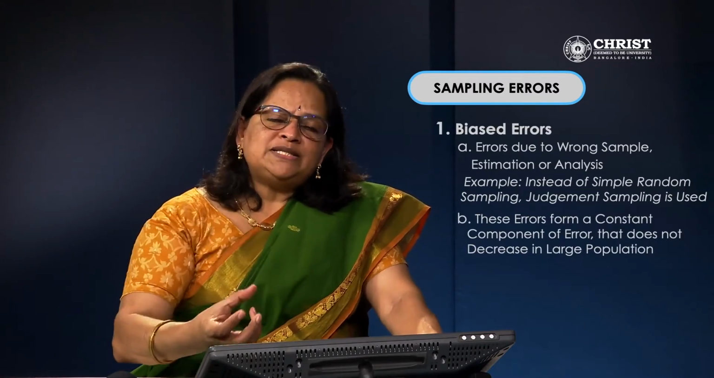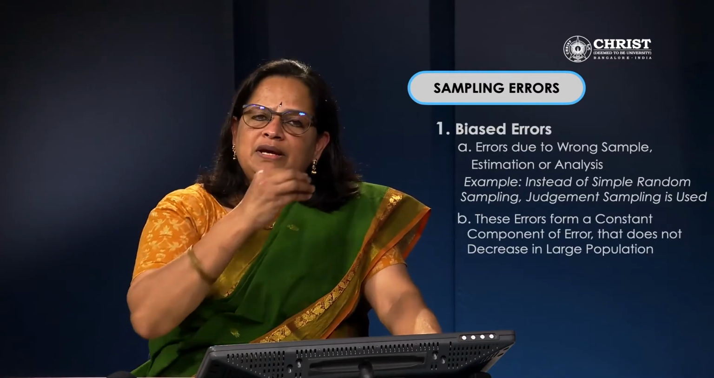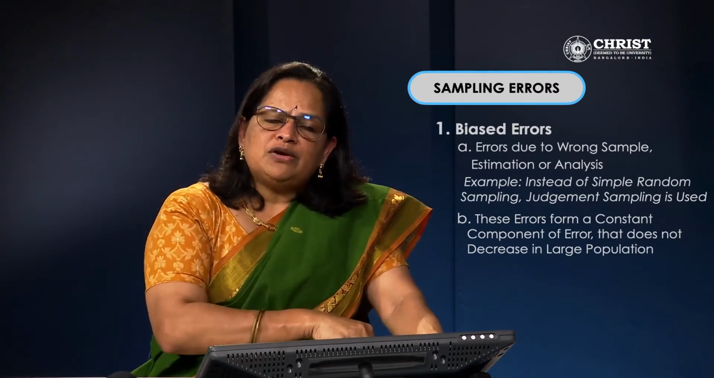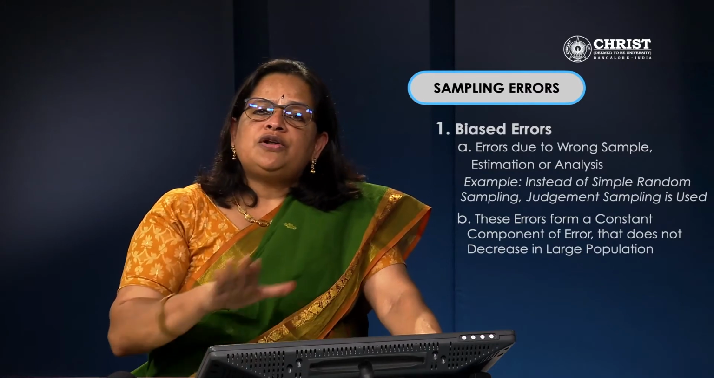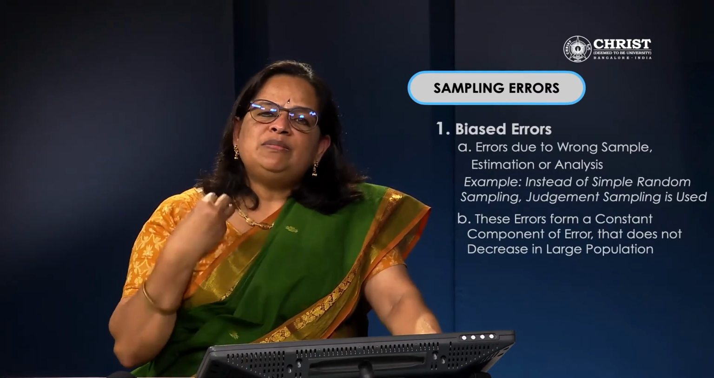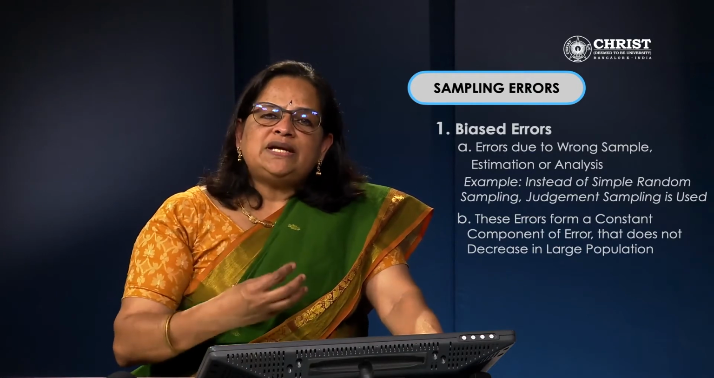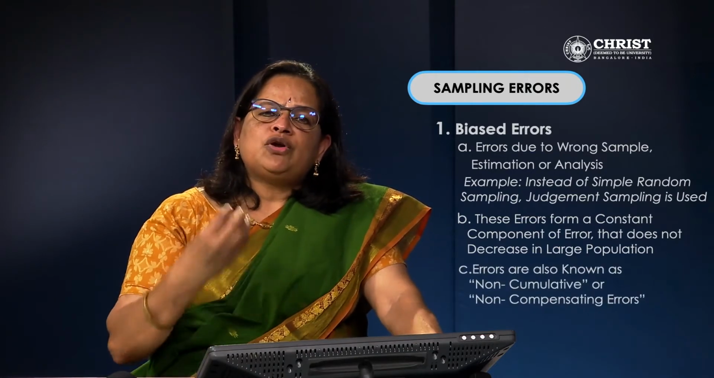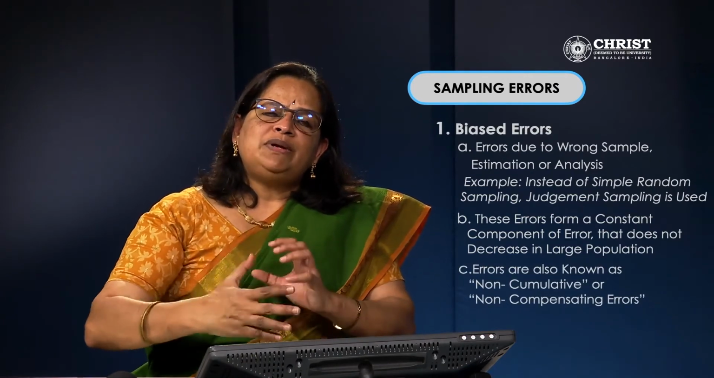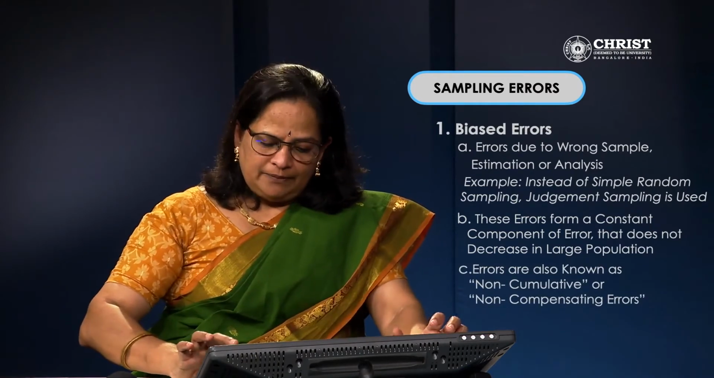See, in the sampling itself they made the mistake. Instead of collecting from the correct college, they are going to their convenient college. That means this will not reduce. However they collect the information, the results will be misleading. So these errors are known as non-cumulative or non-compensating errors. This means if you are taking a wrong sample, the results also will be misleading.